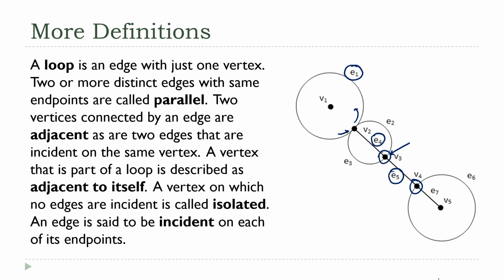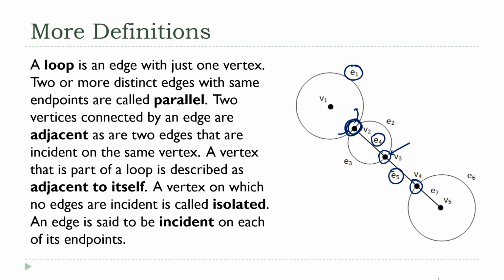In the special case of a loop, yes, we would say that a vertex is adjacent to itself. So V2 up here, that's part of that loop, so that would be adjacent to itself.